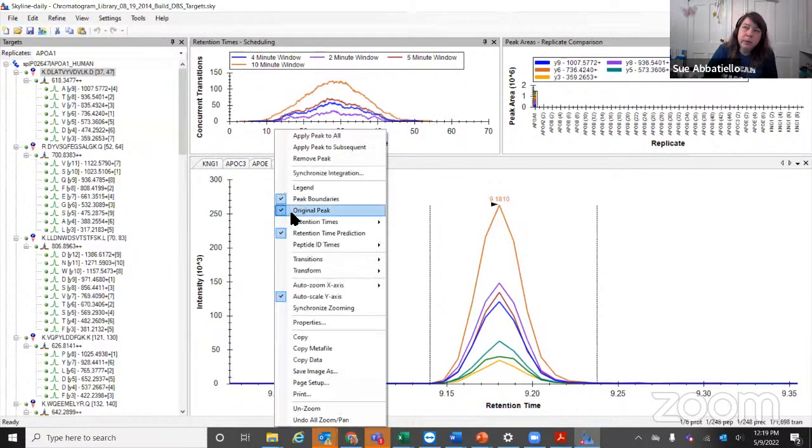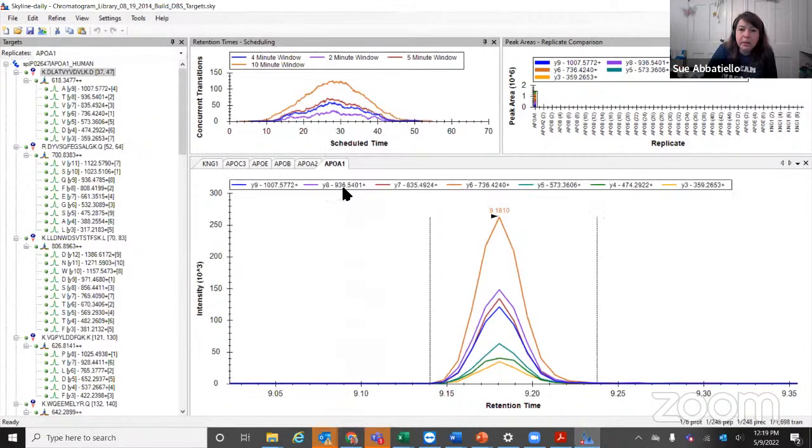ions. If we right click, we can put in, hold on, where's properties? Legends. We put the legend in, we can see the product ion signals that are being extracted from the data and their different colors. And then if we click on each of the individual product ions, it'll highlight them.